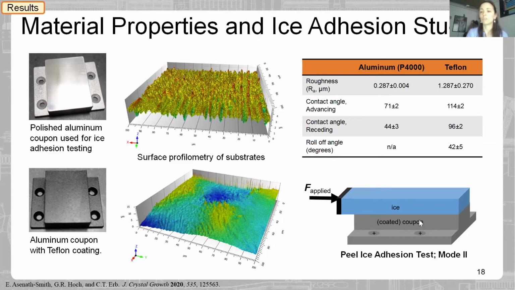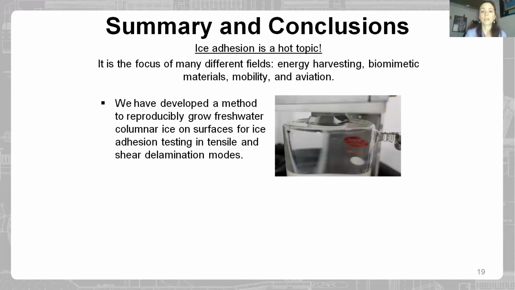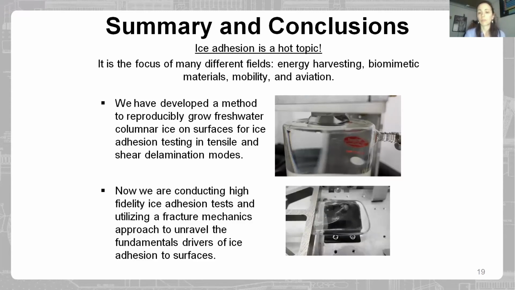So we'd take this coated coupon, grow the ice on it, and then the force is actually applied to the ice directly. So having a very well characterized microstructure is really important to the success of testing ice adhesion within these studies. So I'm going to leave it there. I'm not giving you a ton of ice adhesion results. I wanted to really stick with the ice growth piece, but really ice adhesion is a super hot topic. We are growing ice, freshwater columnar ice on surfaces to enable us to do testing.